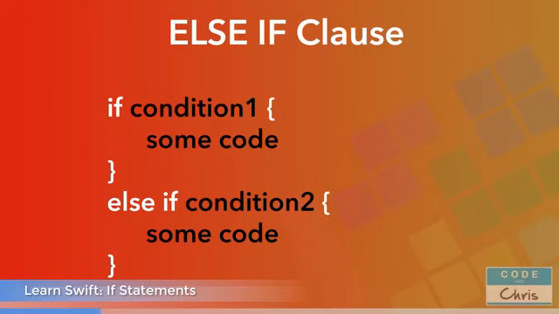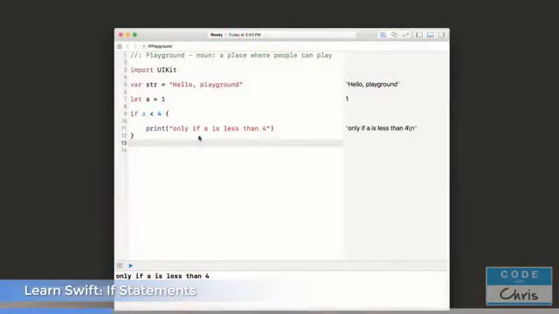Now keep in mind that it kind of goes from top down, and if the first condition is actually true, then it's going to run that piece of code inside the first set of curly brackets, and it's just going to ignore your else if statement. So let's take a look at that inside the playground. So here I'm going to put else if a is less than, let's say, 8.